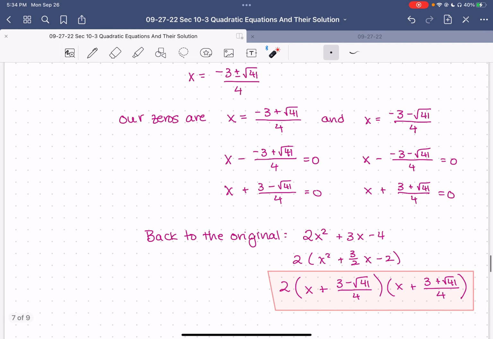So back to the original, remember that 2 that we factored out, we can't forget that one. And then we multiply these together, and there it is. We have factored the original. We're not actually solving, so I'm not saying x equals, I'm just factoring.